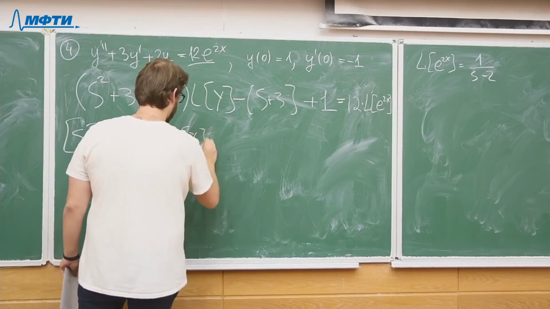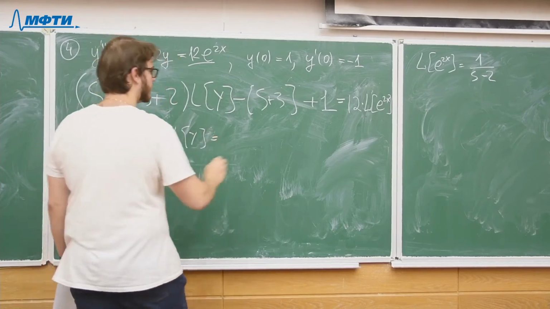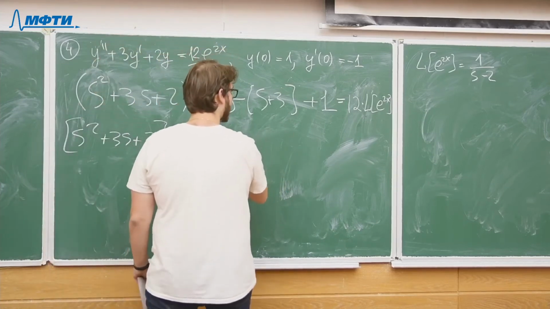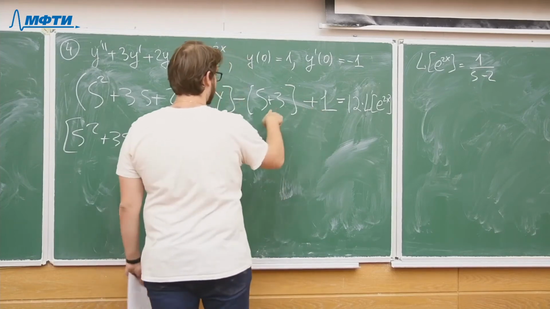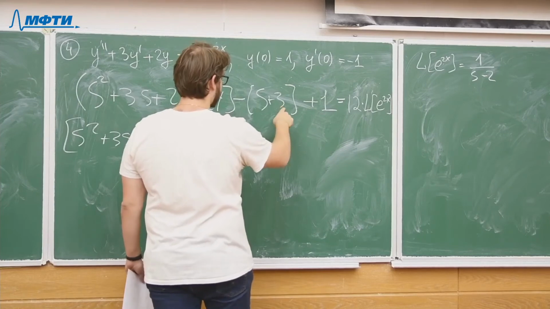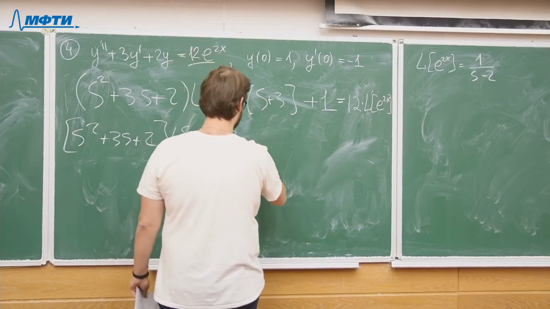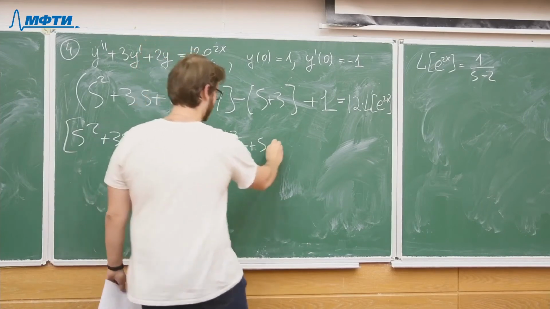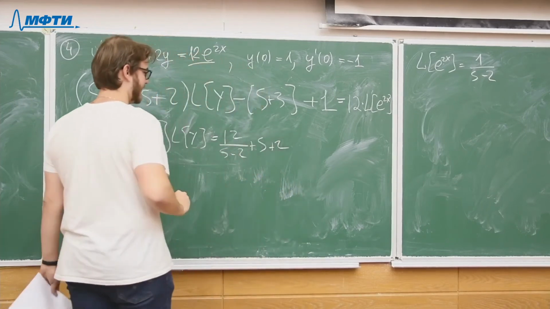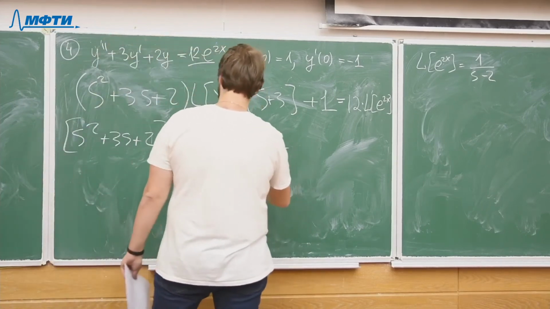It's going to be equal to, well, this is going to be 12 over s minus 2. This is going to be 4. Not 4, oh, yeah, sorry. So it's going to be minus s. And this is your main mistake, so you should be very careful. Minus 3 plus 1, plus 2. And this is correct.